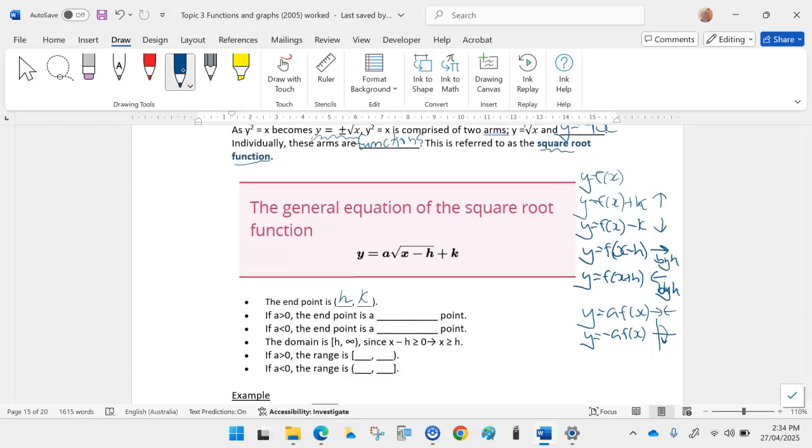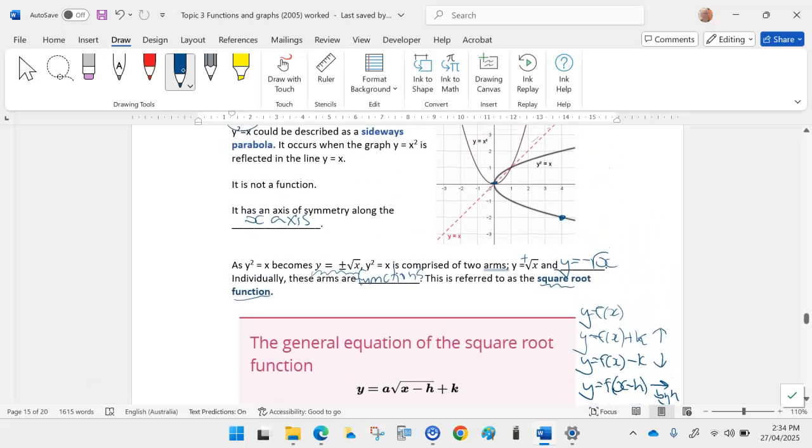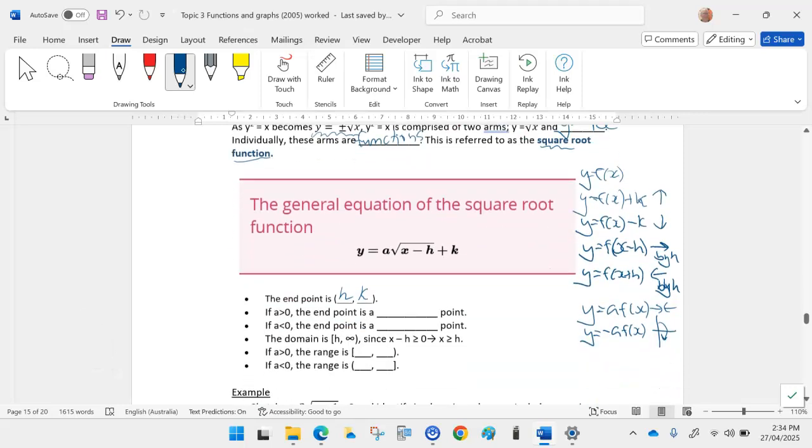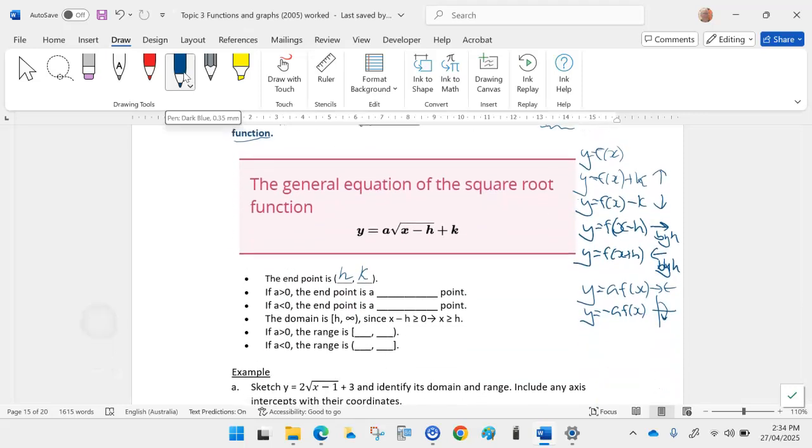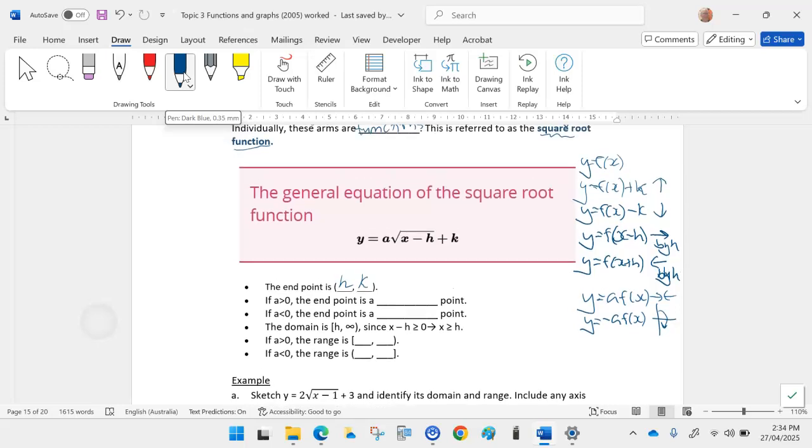If a is positive, it looks something like this. If a is positive, you're going to get an arm that reaches above the endpoint. So if a is positive, the endpoint is a minimum.